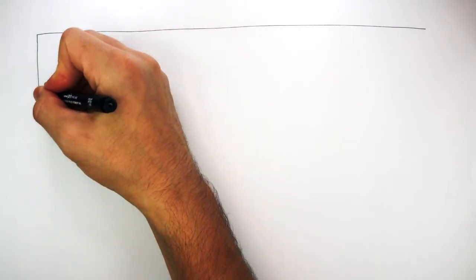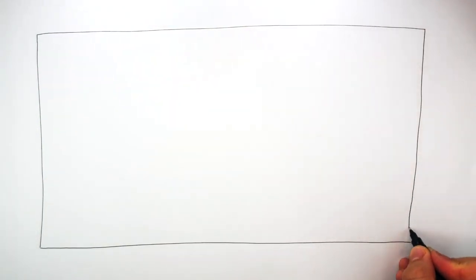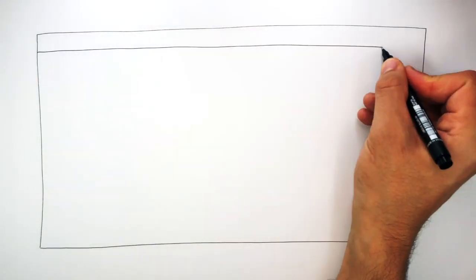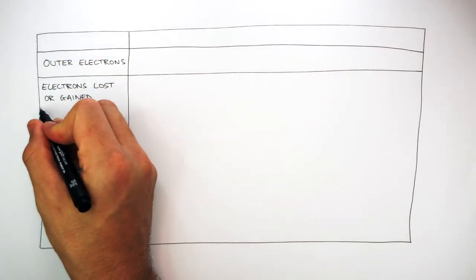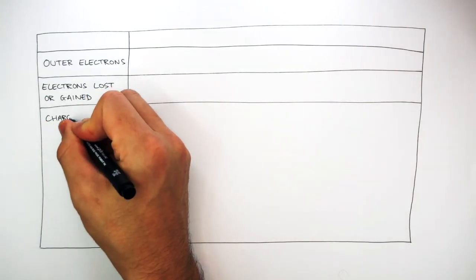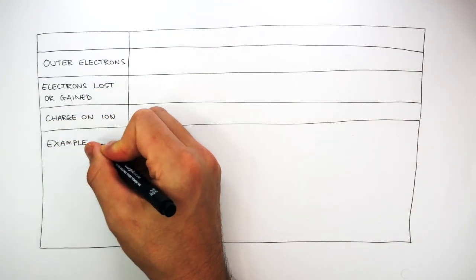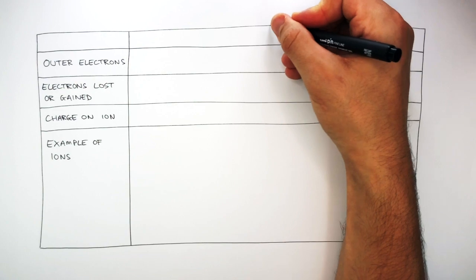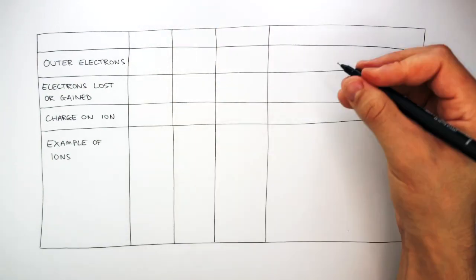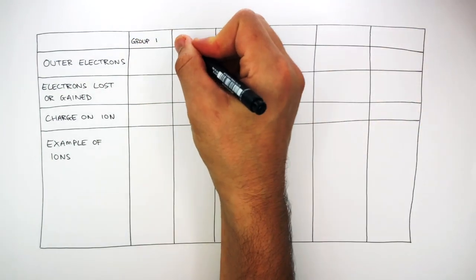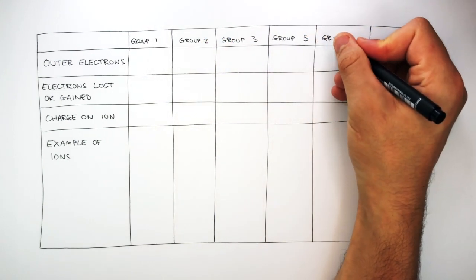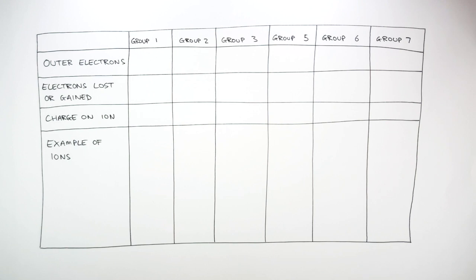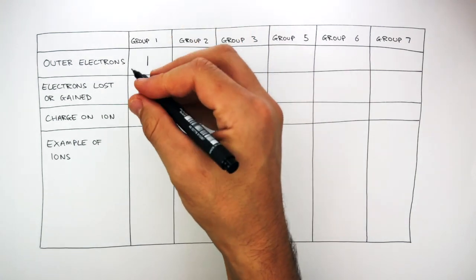In this table, we're going to be comparing how elements in the periodic table have a different number of outer electrons, the electrons lost or gained when they become ions, the charge on the ion, and examples of ions. This information is going to be compared in the elements in group 1, group 2, group 3, group 5, group 6, and group 7. So all elements in group 1 have one electron in their outer shell.